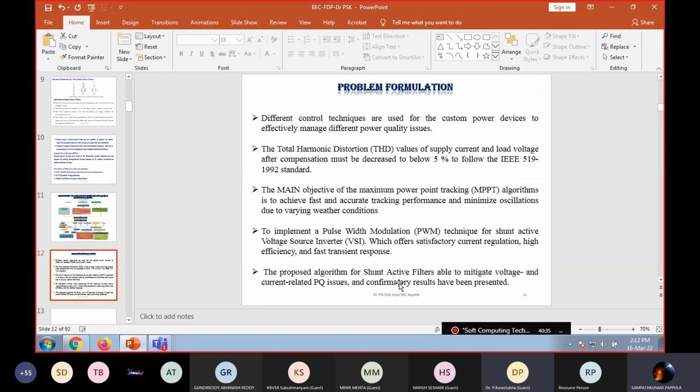So in my topic, what are the problems we are first facing in power systems? First, different control techniques are used for custom power devices to effectively manage the different power quality issues. The total THD value needs to be maintained up to the IEEE level, that is below 5%. Maximum power point tracking algorithms are used to achieve fast and accurate tracking performance and minimize oscillations due to varying weather conditions. PWM techniques are implemented for shunt active voltage source inverters, which offer satisfactory current regulation, high efficiency, and fast transient responses. In the proposed algorithm, the shunt active filter is able to mitigate the voltage and current related power quality issues, and confirmatory results have been presented here.